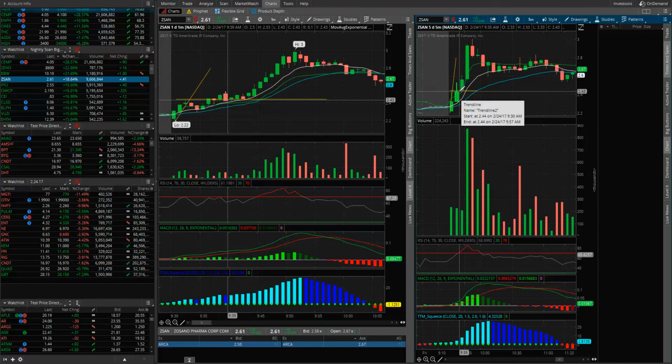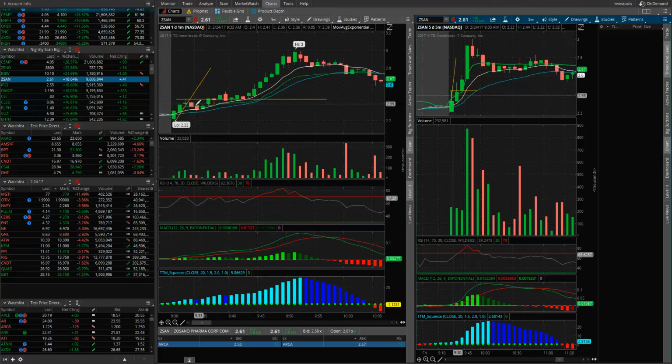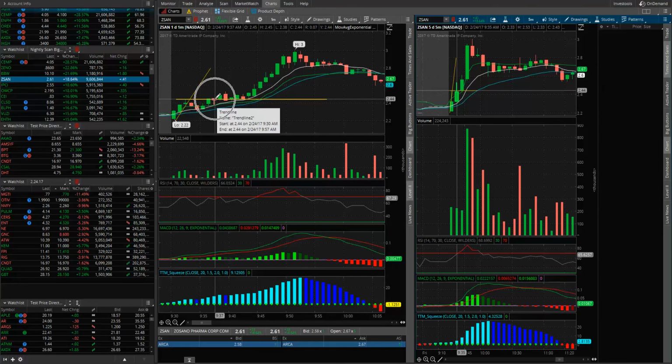Some people use percentages, some people use price, some people use money. Like, if I'm down $100, I'm just selling, or if I'm down 5% of my entry, I'm selling. It really depends on what your threshold is. But let's assume that would have been my first entry point on the 5-minute chart.